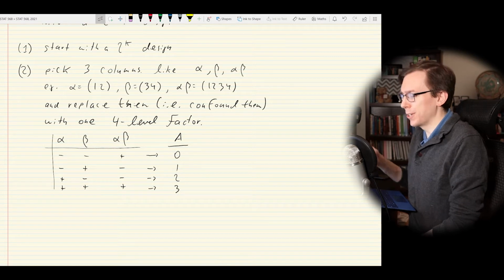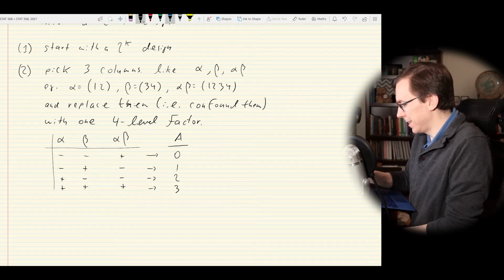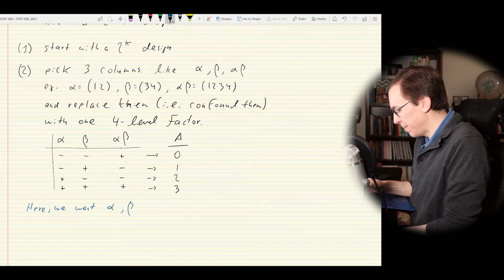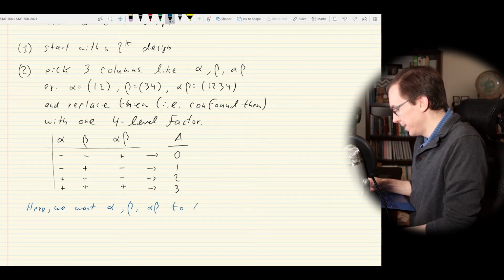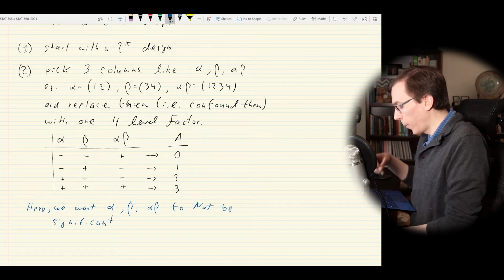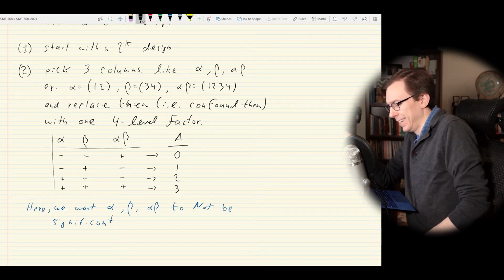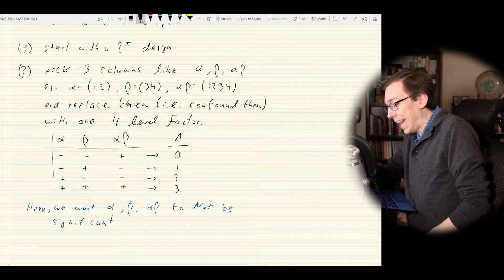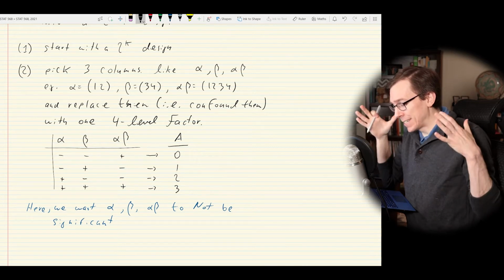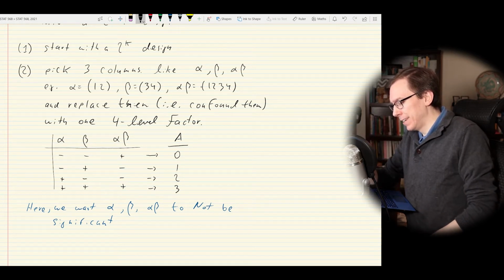So it's always good to note here that we want alpha, beta, and alpha beta to not be significant. Or else there could be some issues, because if you found that factor A had a small p-value, you'd want to say that that's because of factor A and not because of the alpha beta.